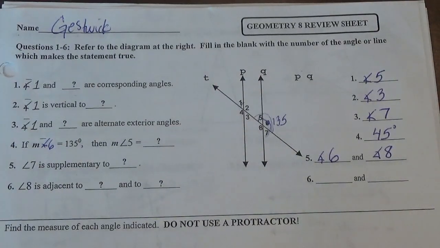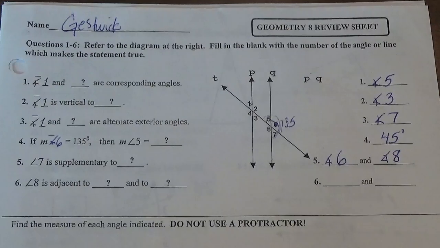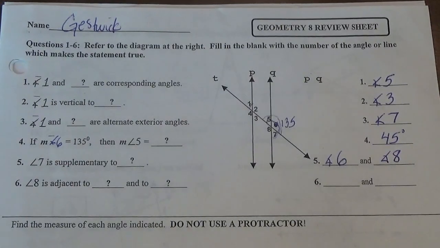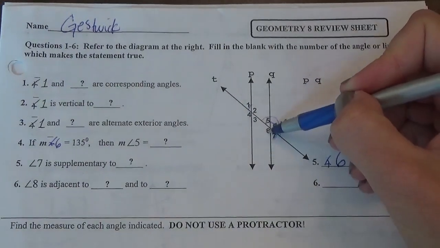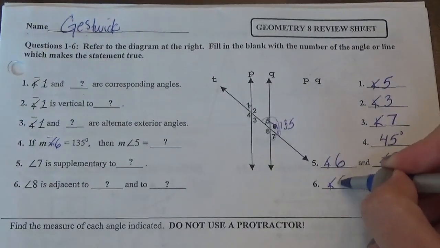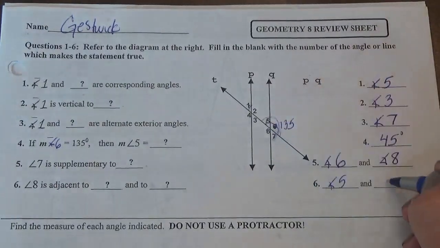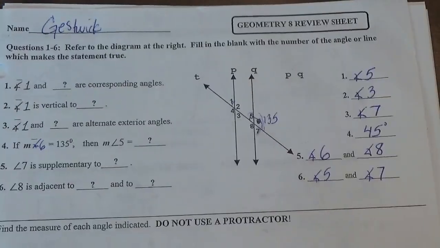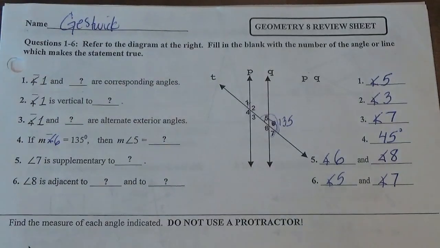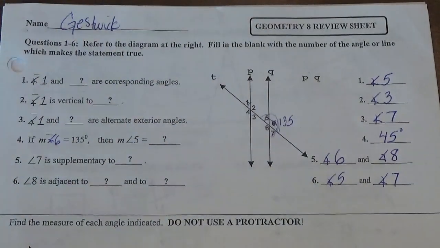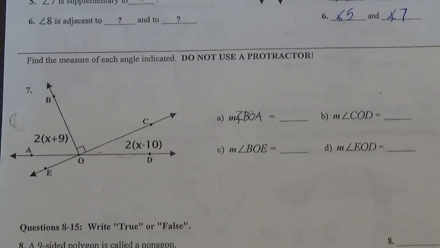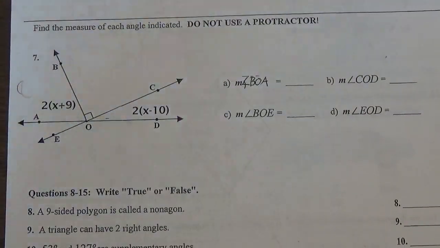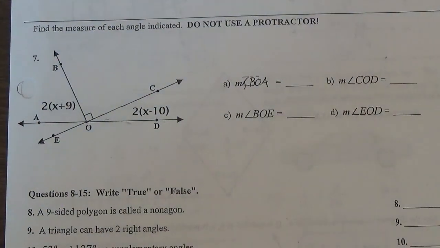And number 6, angle 8 is adjacent to, that means next to, and they want two different angles. 5 is next to 8, and 7 is next to 8. So there you go, 5 and 7. All right, next, find the measure of each angle indicated. Do not use a protractor. Nice, all right.